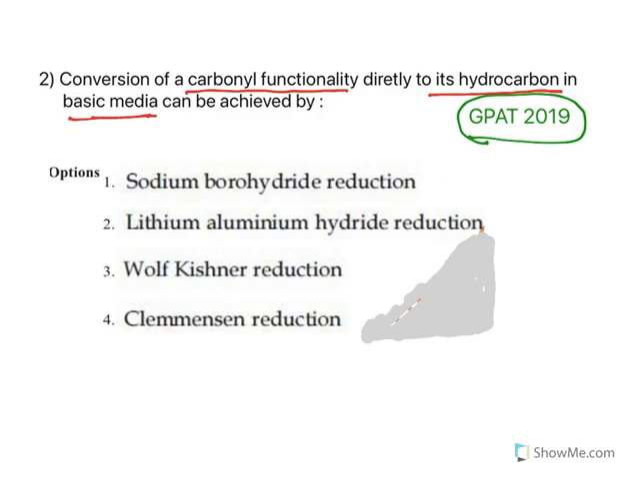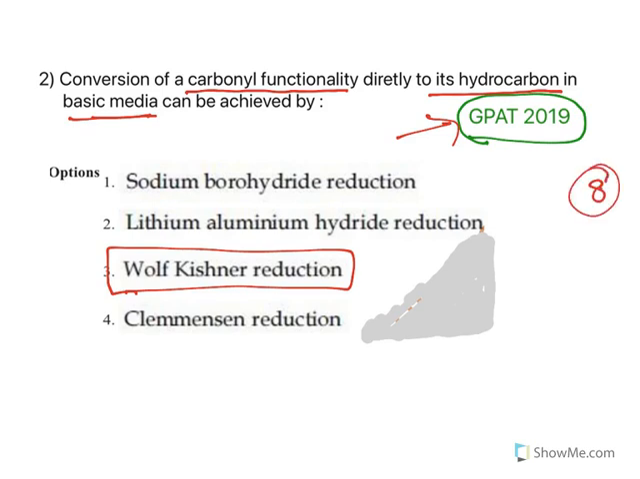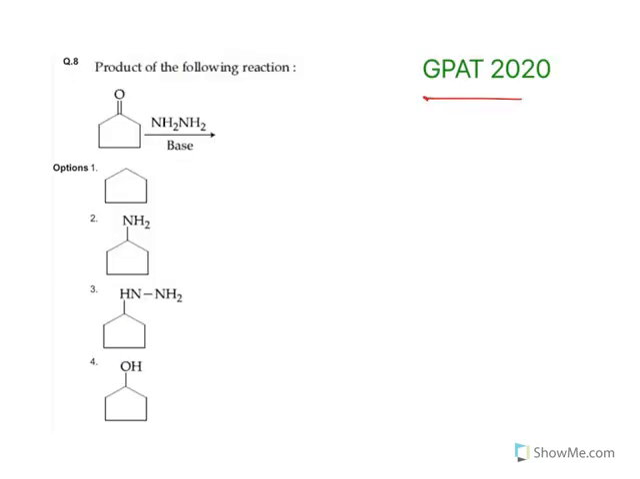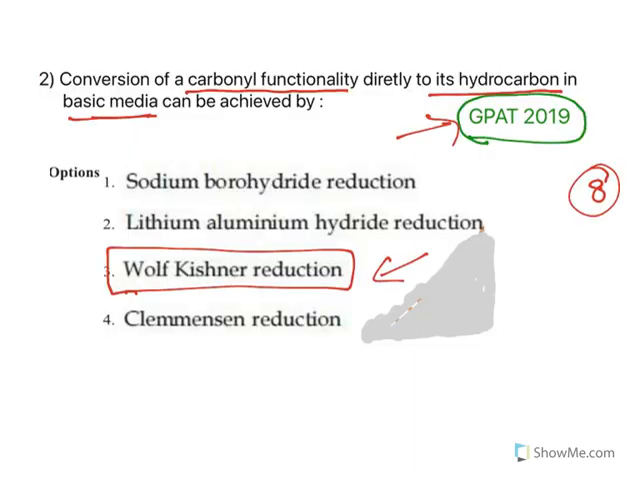So what is this one? Again, Wolff-Kishner. On the same paper, two of the questions. That means 8 points are only for Wolff-Kishner reduction. Now understand the importance of this reaction. Not only in 2019, in 2022, look at this question. Product of the following reaction. A carbonyl, hydrazine and base, you will get a hydrocarbon. What is this again? Again, Wolff-Kishner.